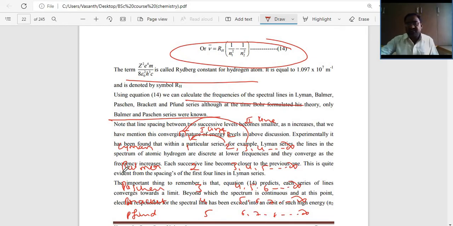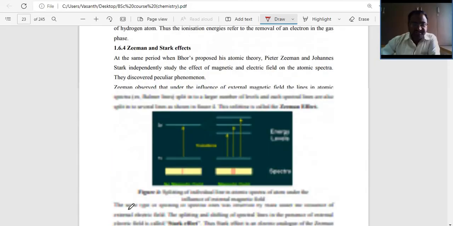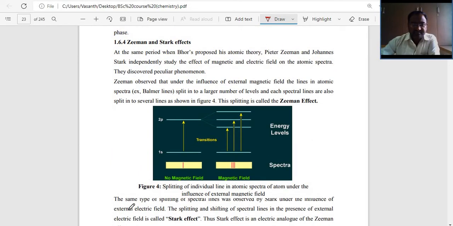This is the way to calculate the wavelength and frequencies of that hydrogen spectrum. The Zeeman and Stark effect.